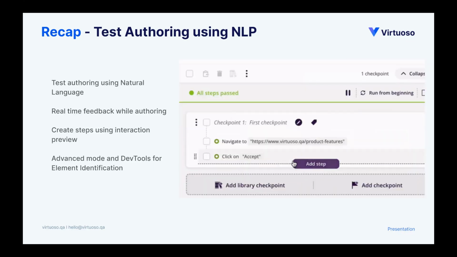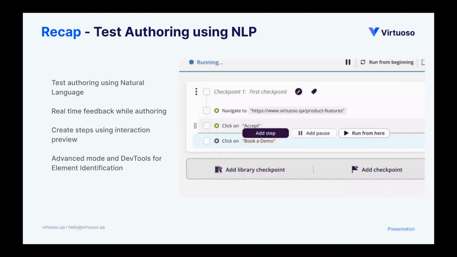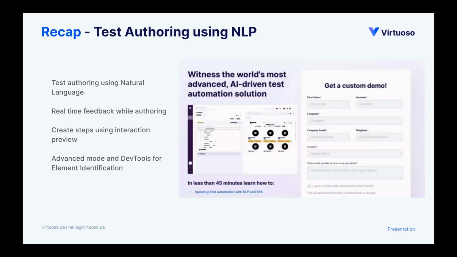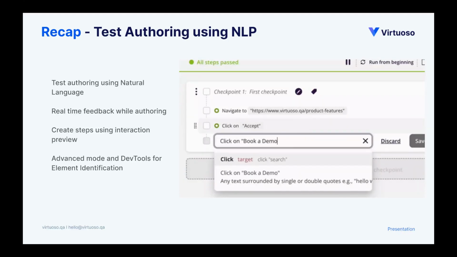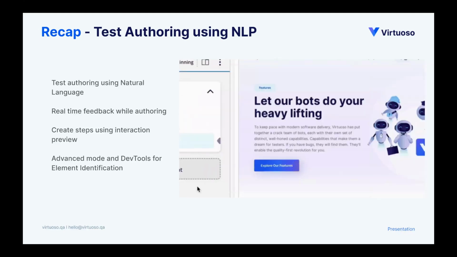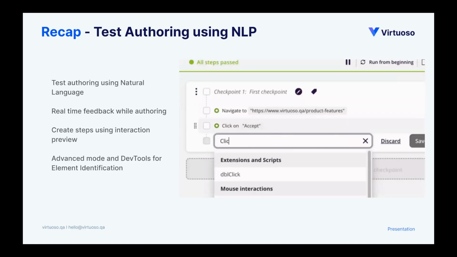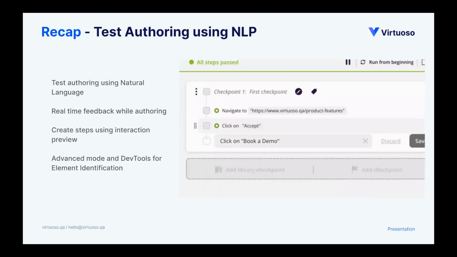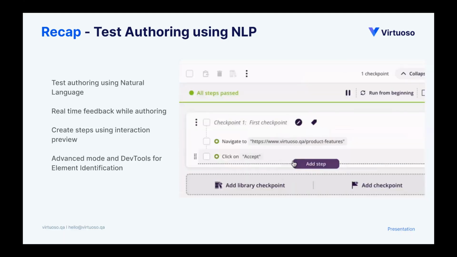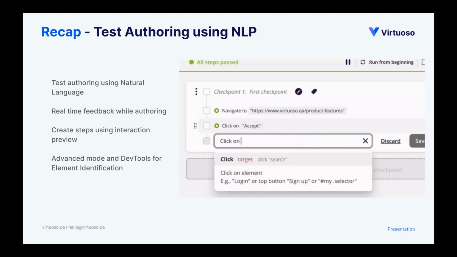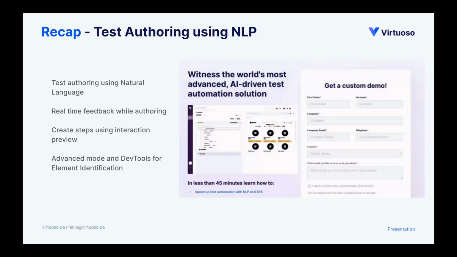So we have learned how to author test scenarios using natural language. Also, if you remember the live preview, where Virtuoso executes test steps in real time, providing immediate feedback for accuracy. You can also interact with the application under test through the preview, and also some advanced dev controls. For those who are familiar with dev tools, Virtuoso offers an advanced mode. This leverages precise targeting of elements for your web applications.